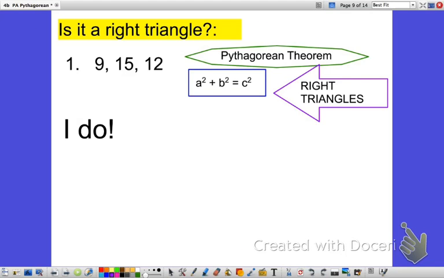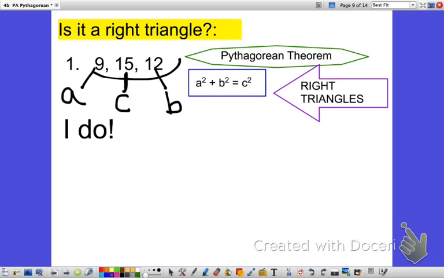In this one, we're going to figure out if these three side lengths could be a right triangle or not. But first, which one is the A, the B, and the C? Well, I know the hypotenuse has to be the longest, so 15 is C. A and B won't really matter, but usually we pick the smallest one to be A and then the next one to be B.